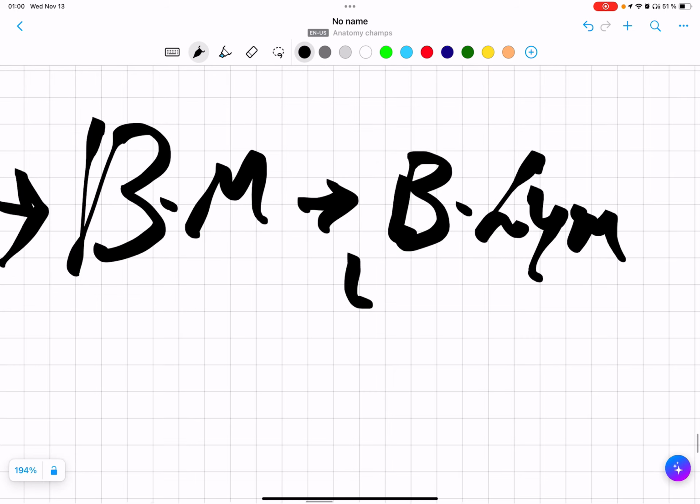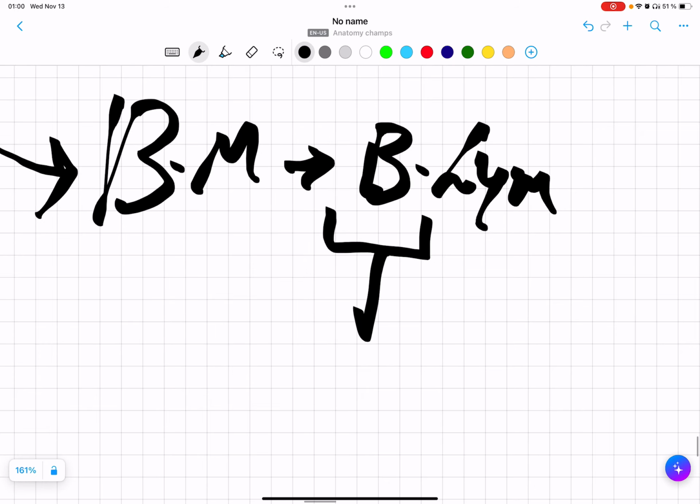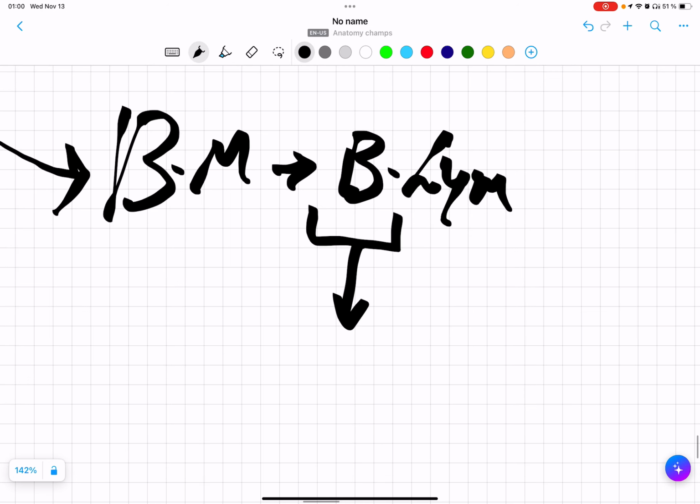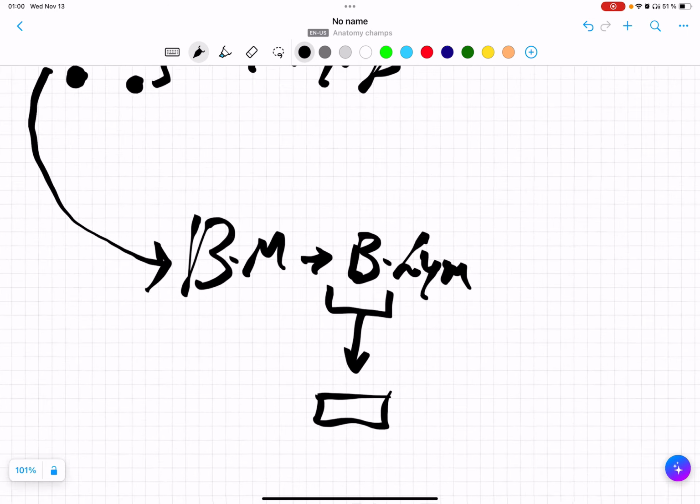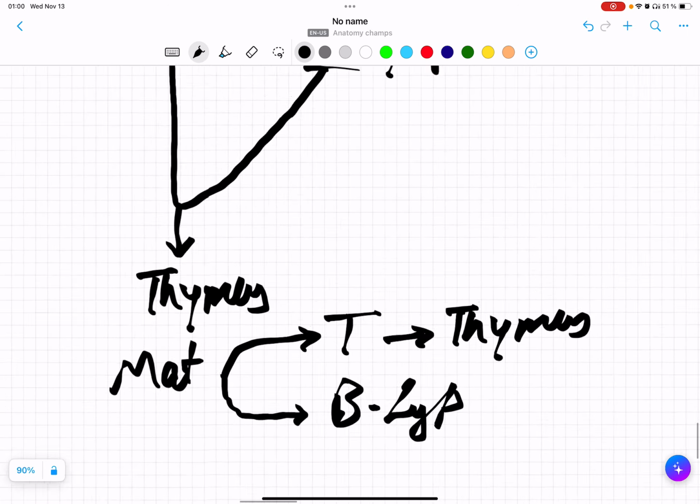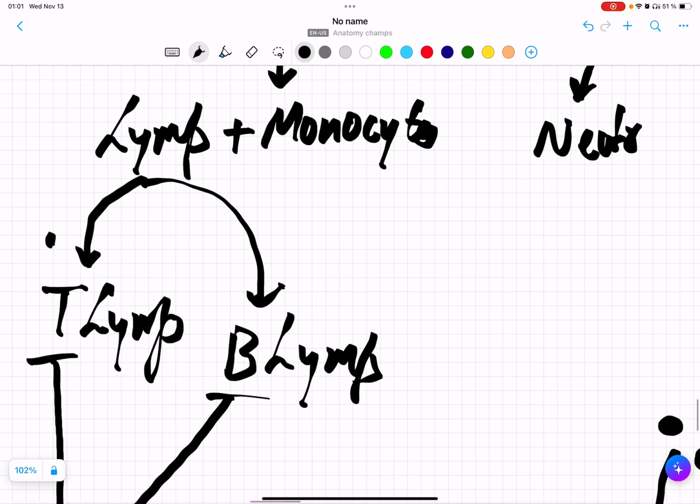Actually, the B doesn't mean bone marrow, it means bursa of Fabricius. That is a lymphoid tissue found in birds, and B lymphocytes were discovered in them. But this is analogous to our bone marrow. So we continue to use this term, bursa of Fabricius lymphocytes or B lymphocytes. So if they mature in the thymus, T lymphocyte; if they mature in bone marrow, B lymphocytes.